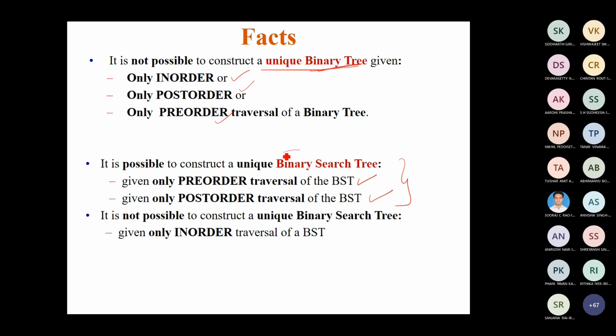But if you look at the binary search tree, if you are given only the pre-order traversal of the BST, it is possible to produce the binary search tree. If you are given only the post-order traversal, it is possible for you to produce the binary search tree. Can you justify this answer?